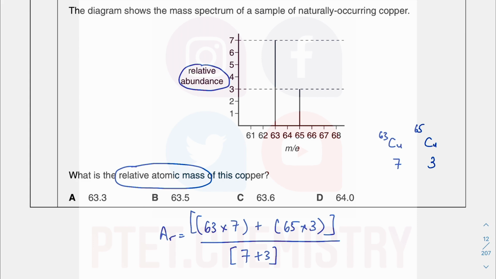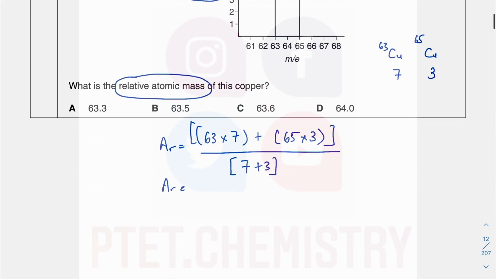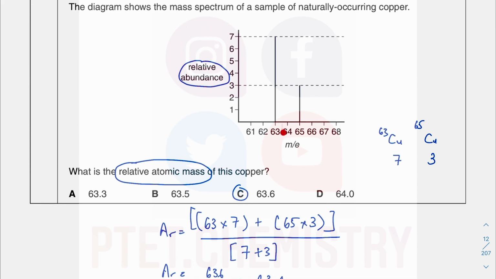The use of brackets is quite important in order for you to avoid making any mistakes, and it's easy to check your calculation as well. So 636 over 10 is equal to 63.6 there. As you could also see, the value is quite close to 63 compared to 65. The middle point is 64, but this average is closer to 63 because you have a lot more of the 63 than the 65. This is the abundance of the isotope, and this is relative atomic mass, which is the average mass.